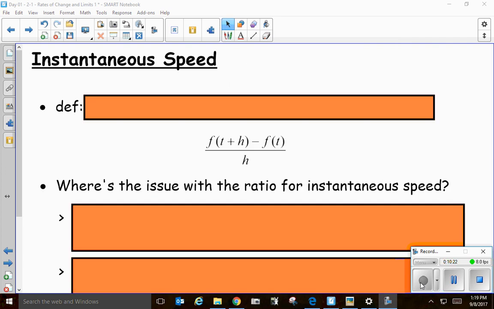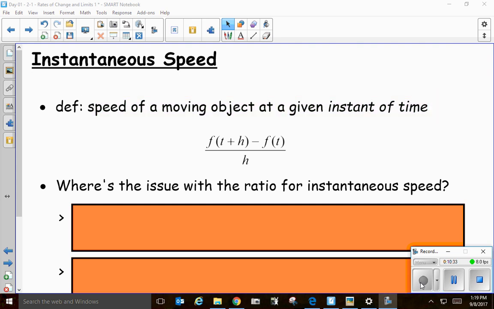So that was average speed. Let's talk instantaneous speed. By definition, instantaneous speed is the speed of a moving object at a given instant of time. An instant doesn't have a starting time and an end time. It is an exact moment. That's a big difference.